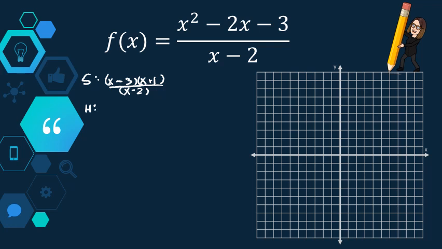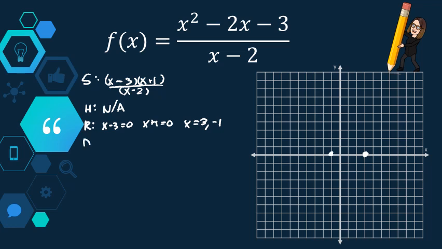Let's talk about any holes we might have. I didn't cancel anything, so guess what? There's no holes in my graph. Let's talk about roots or solutions. If I set my function equal to 0, then I'm worried about those numerator's factors, right? If I set those equal to 0, I end up with solutions of x equals 3 and negative 1. So on my graph, I know I'm going to cross at 3 and at negative 1.